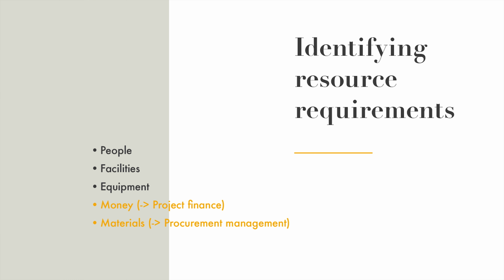We also have 2 slightly different types of resources that are needed in projects. Money, that is how we fund our project, is often dealt with by project finance in the early stages of projects. We have materials, which is dealt with by the procurement function in our project. However, both of these may constrain our schedule execution quite significantly.